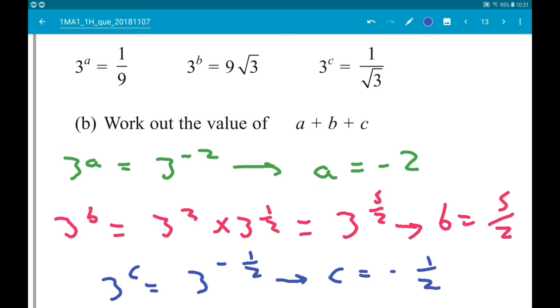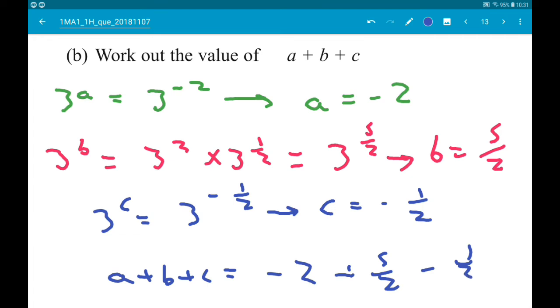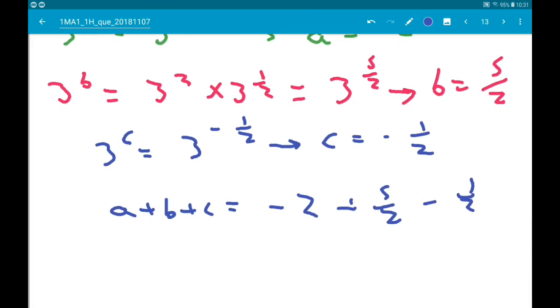So A plus B plus C then is minus 2, add 5 halves, minus 1/2. Now minus 2 minus a half is minus 5 halves. So this is actually just 0. So only 2 marks for that is crazy silly.